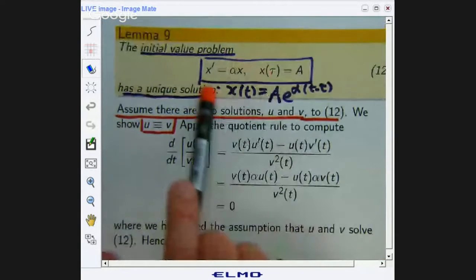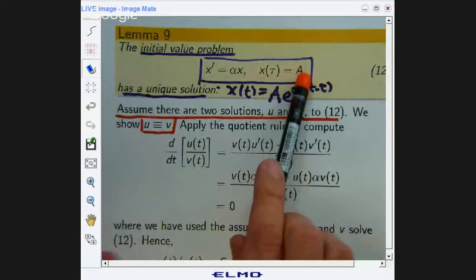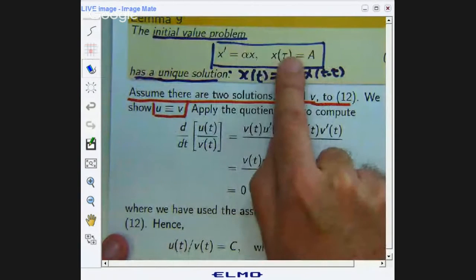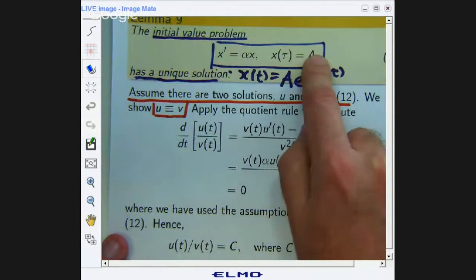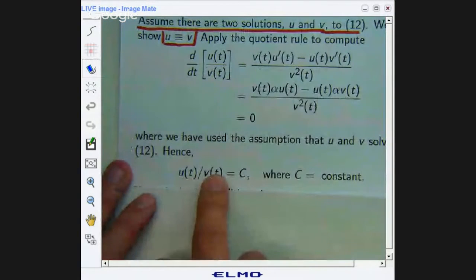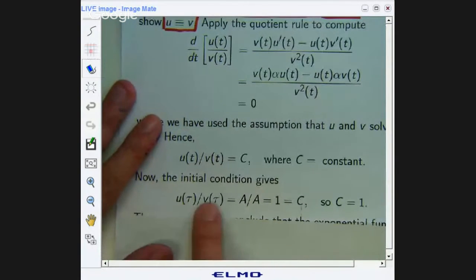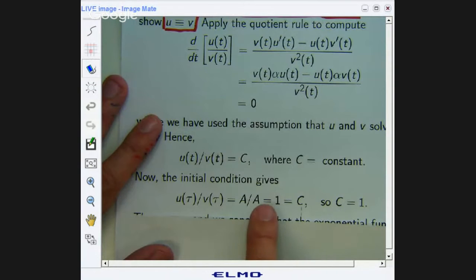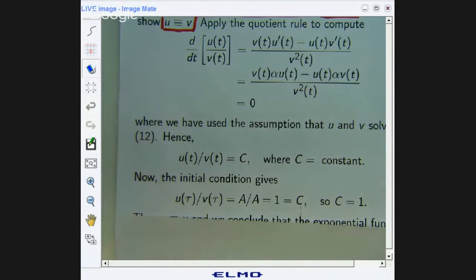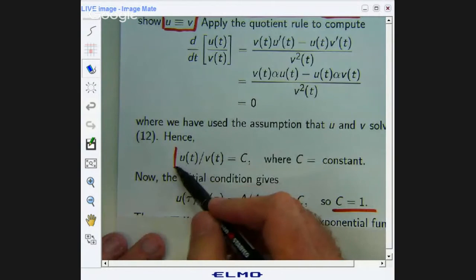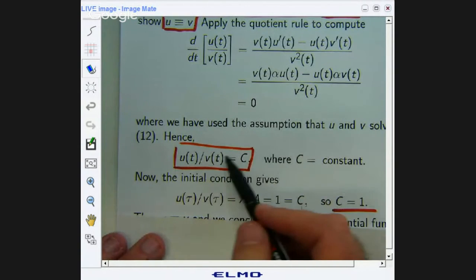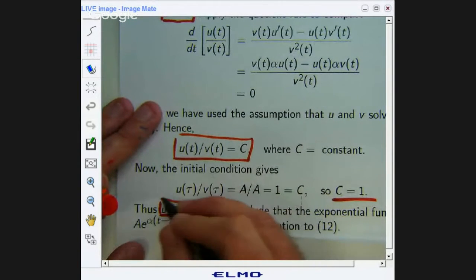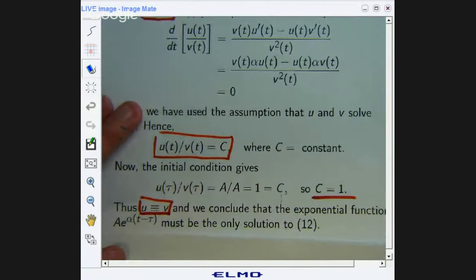Now, we've used the differential equation, but we haven't used the initial condition. So that's the last step of the proof. We know that u and v both solve 12, so they solve this and this. So u of tau equals a, and v of tau equals a. If I replace t with tau in here, we get this. Now, a on a is just 1, and this is equal to c. So if we set that, we get c equals 1. So this quotient then is identically equal to 1. You rearrange that, you get u and v identically equal to each other.